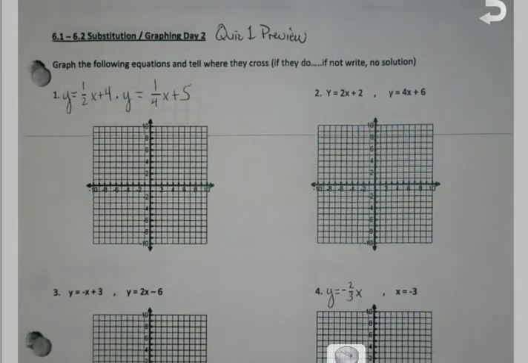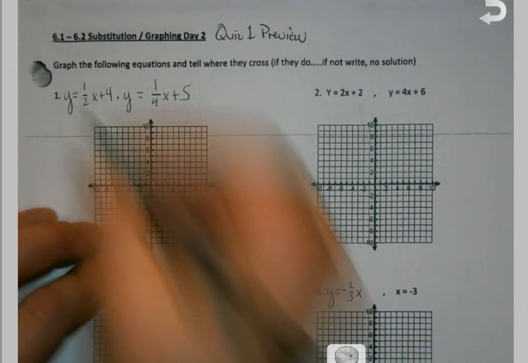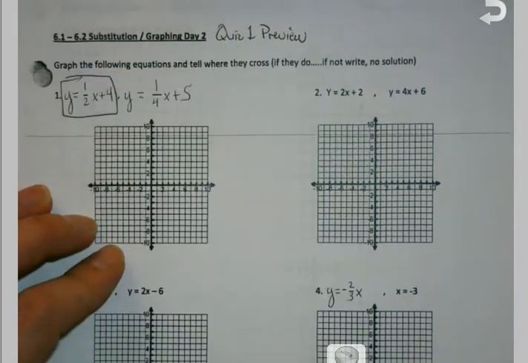So, today we're getting ready for our regular first quiz because we did the Unit 0 stuff before with our equations. And so we're going to graph the following equations and tell where they cross, if they do. If not, just put no solution. So when I'm graphing these, again, just like we did before, I'm going to use my black on this one, I'll use colors here.